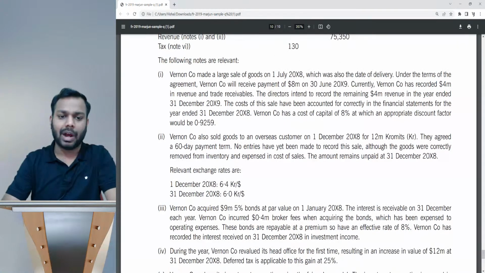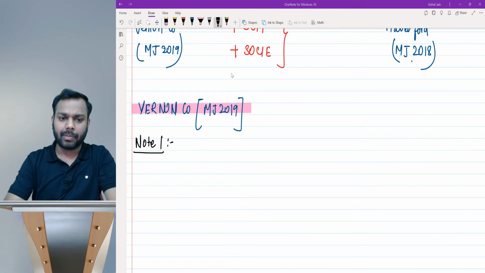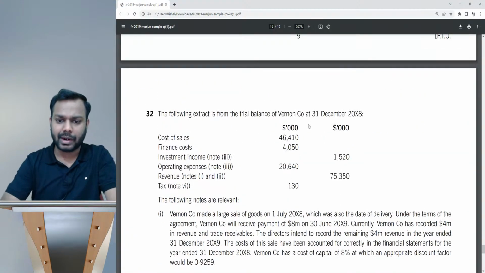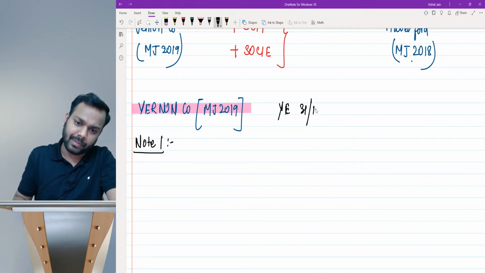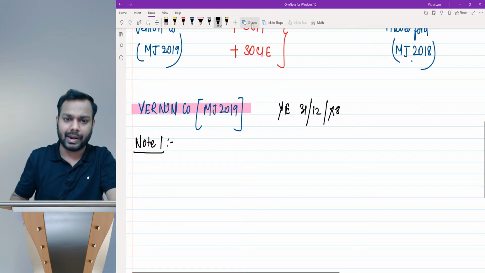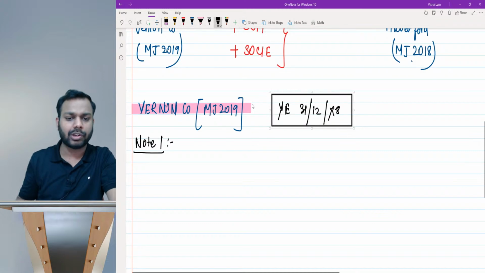Now, Vernon company made a, okay, but first tell me what is the year ending of this company. What is the year ended? 31st December 2008, right? So let's write here, year ended 31st December 2008 is the year end. This will help us in solving the question.